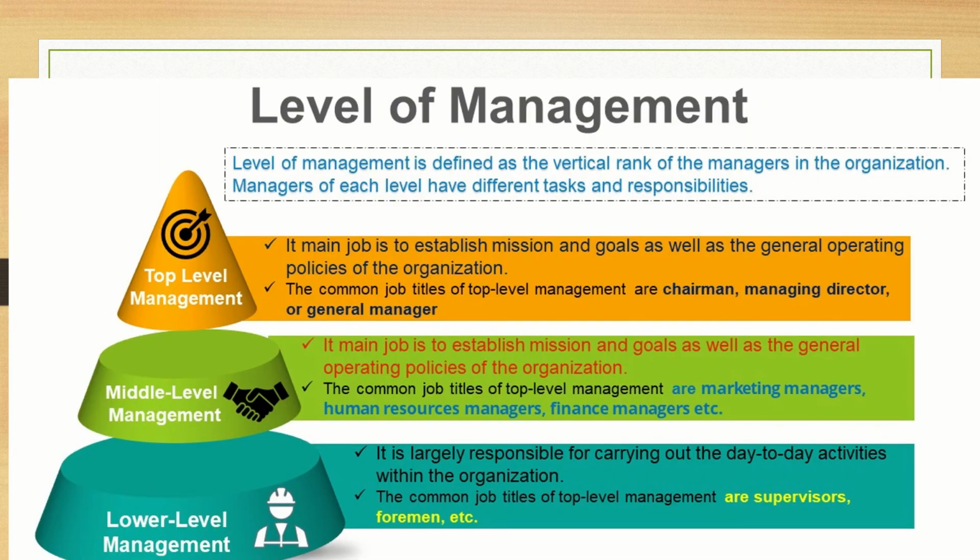The next topic that I am going to start with is level of management. There are 3 levels when it comes to management: top level management, middle level management, lower level management. Who are those individuals who come in the top level, middle level and the lower level management? Let's understand that. In the top level management, chairman, managing director or general manager are being involved. In the middle level management, marketing managers, human resource managers, finance managers. But when it comes to lower level management, supervisors, foremen are being involved in the levels of management.